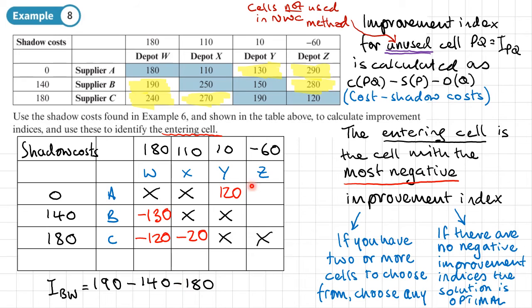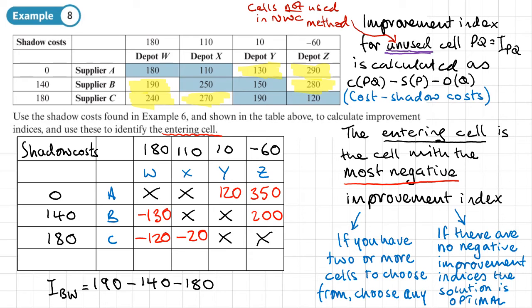Improvement index for AZ, so this value here, so 290, and this is where we need to be careful. You subtract the shadow costs even if they're negative, so minus negative 60, so we're adding 60 to this, so that's 350, so watch out for that. And then the last cell is going to be this one, 280 minus 140 minus 60, so that's basically 180 minus 140 plus 60, and that's going to leave us with a value of 200.